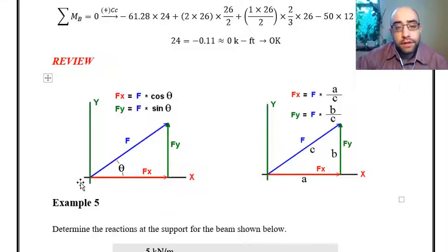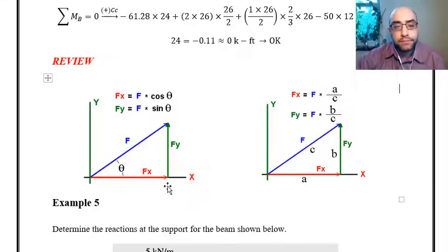If I want to find the horizontal component and vertical component of this inclined force, I can simply multiply the force by cosine of theta to find the horizontal component, or Fx, and I can simply multiply the force by sine of this angle theta to find the vertical component. This kind of rule is useful when we have the angle between the force and the major x and y axis.